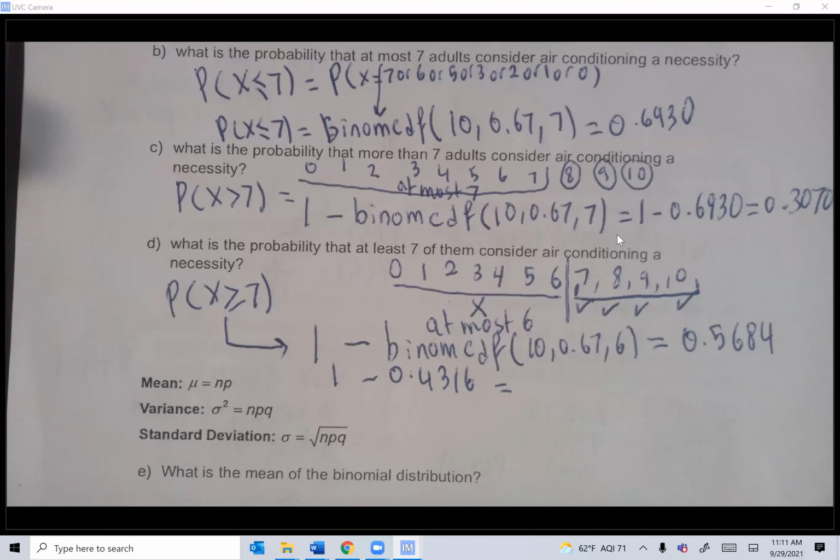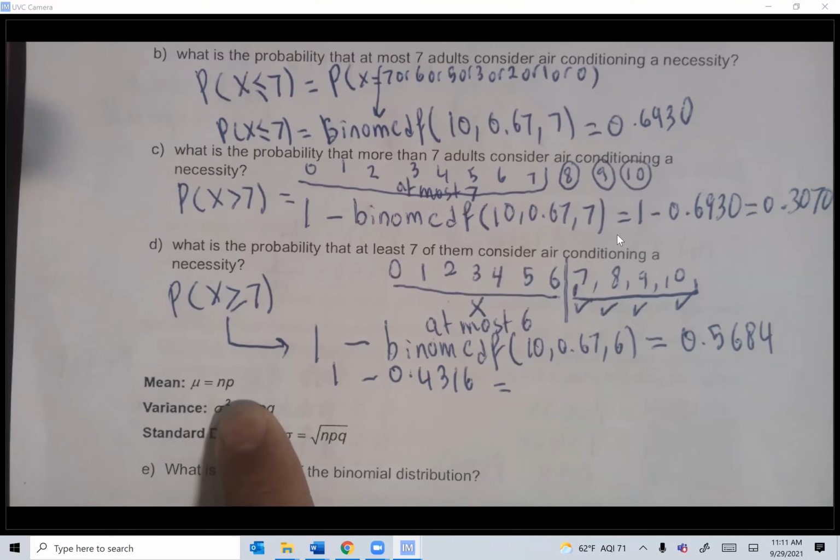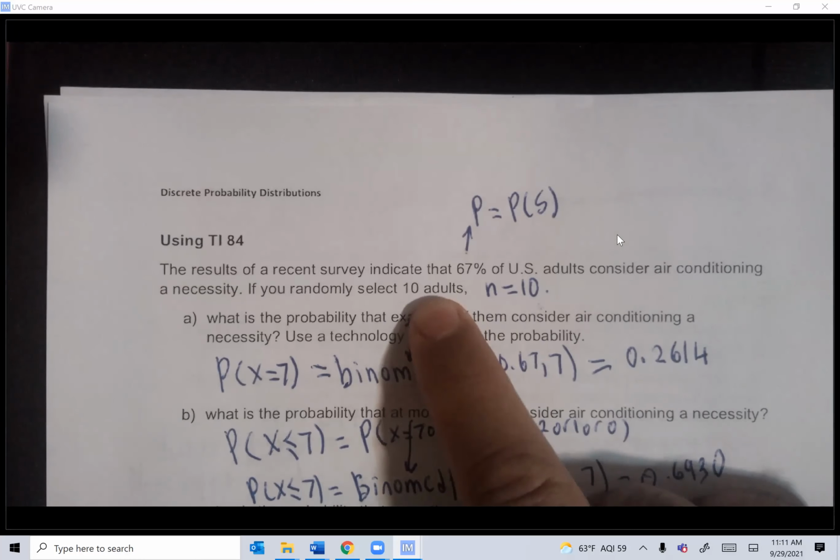Resume. So for part E, guys, he's asking you what's the mean of the binomial distribution. You need to memorize this mean or write it down. The mean is always the n, which is the number of trials, times the p, which is the probability of success. It's very, very easy to compute the mean. I never had a student who failed this question, because if you know the formula, you should easily get the correct answer. My n, guys, is 10. And my p is 0.67.